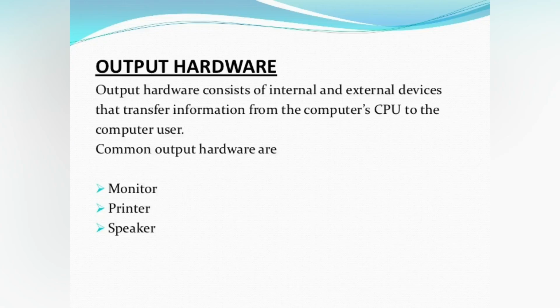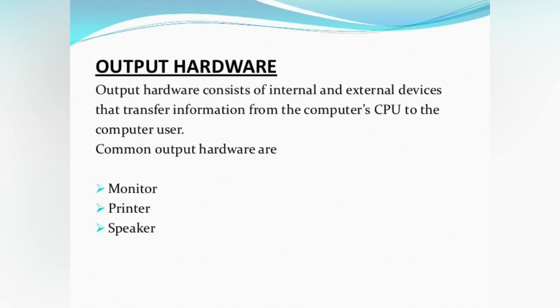Therefore, output is normally classified as soft copy output. The output received on the display screen or in audio or video form is called soft copy output. This kind of output is not tangible and cannot be touched. The most popular and commonly used soft copy output device is the display screen.